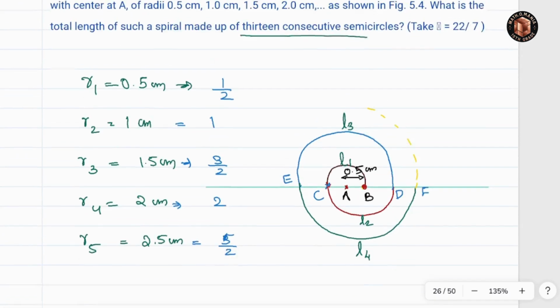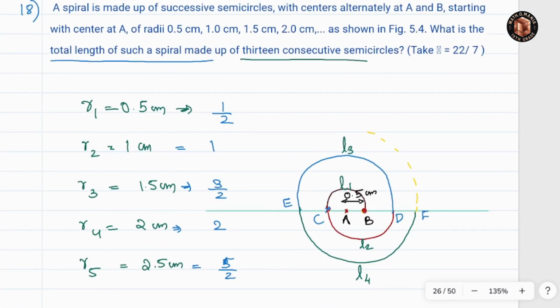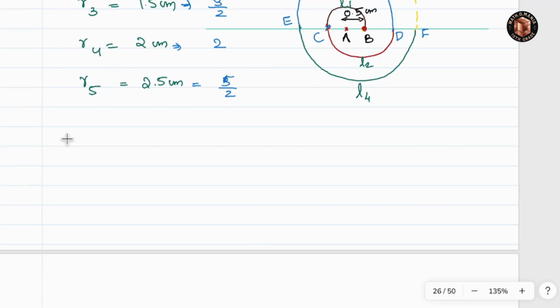Now, what they are asking: we have to find the total length of the spiral made up of 13 consecutive semicircles. That means we have to add them all together, that is L1, L2, L3, L4, till L13. We have to add all the lengths of the semicircles. That means here we have to find the S13 of these 13 semicircles. Length means the perimeter, right? Here they have given semicircles, therefore we need to find the perimeter of semicircles. What's the equation for the perimeter of a semicircle?